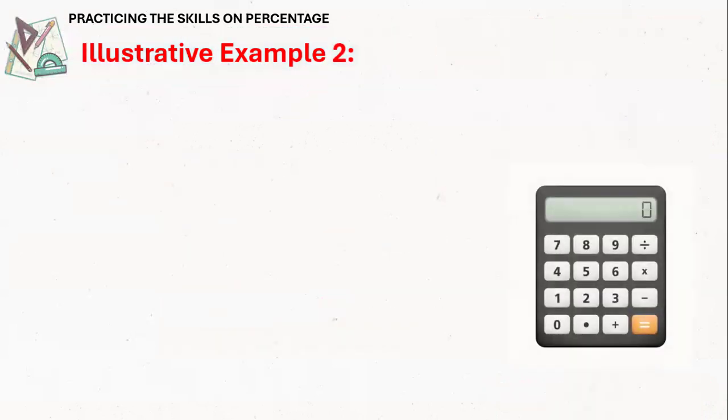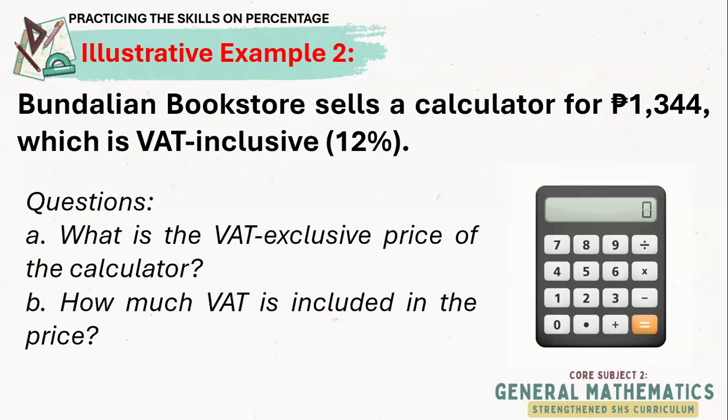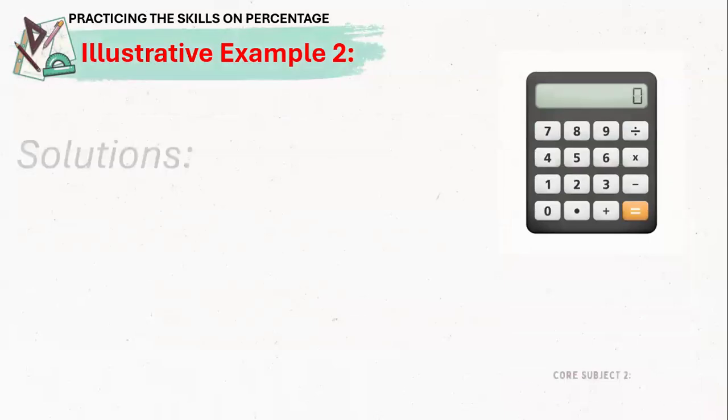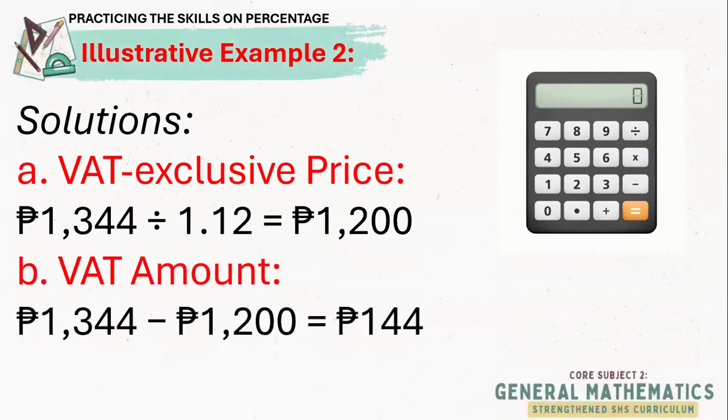Let's proceed to example number 2. So let's talk about VAT on a calculator. In here, the given price is 1,344, which is VAT inclusive. So we are asked to compute for the VAT exclusive price of the calculator and the VAT amount for letter B. To compute for the VAT exclusive price, we divide by 1.12 and the answer is 1,200. For the VAT amount, we simply subtract 1,344 minus 1,200. So the VAT amount now is 144 pesos.